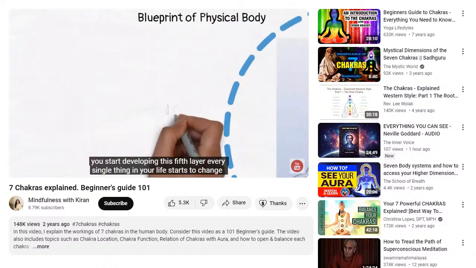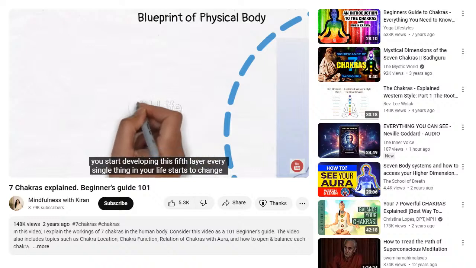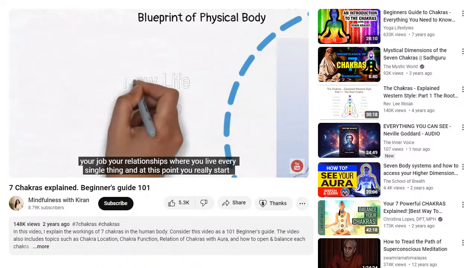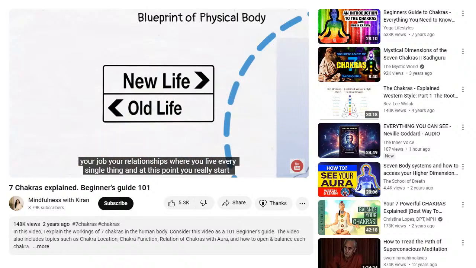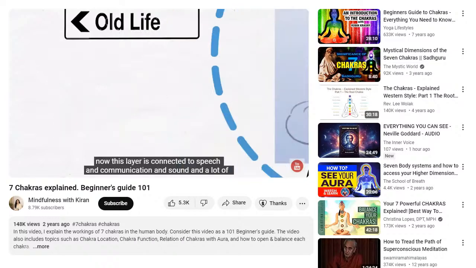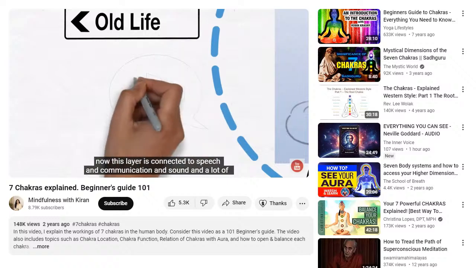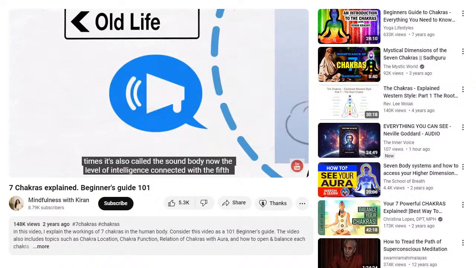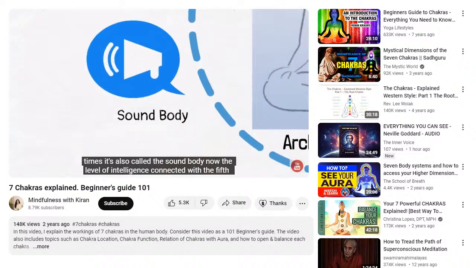Now, when you start developing this fifth layer, every single thing in your life starts to change. Your job, your relationships, where you live, every single thing. And at this point, you really start expressing and speaking your truth, and you start to come in alignment with your physical purpose. Now, this layer is connected to speech and communication and sound. And a lot of times, it's also called the sound body.